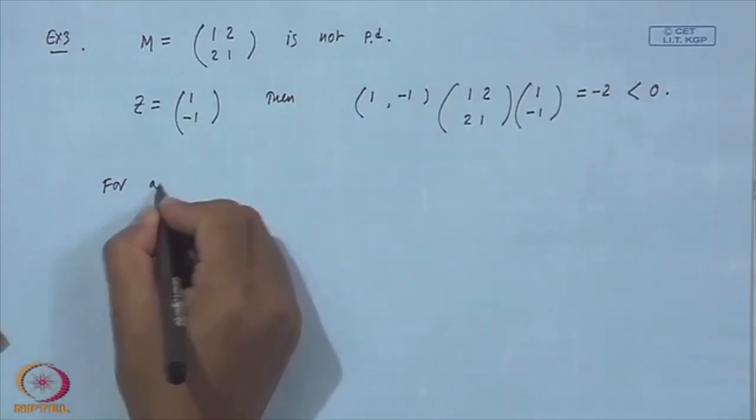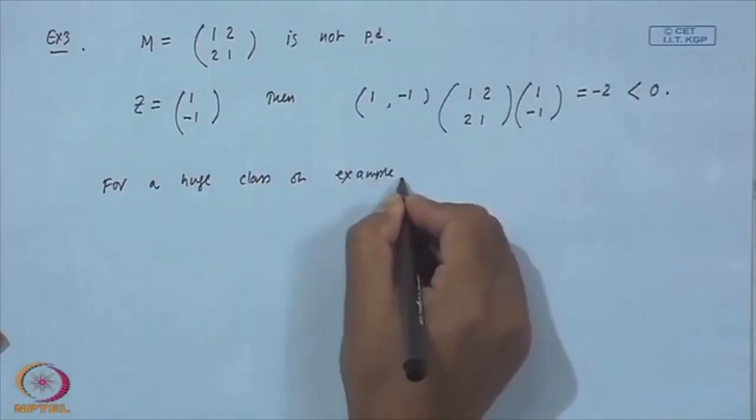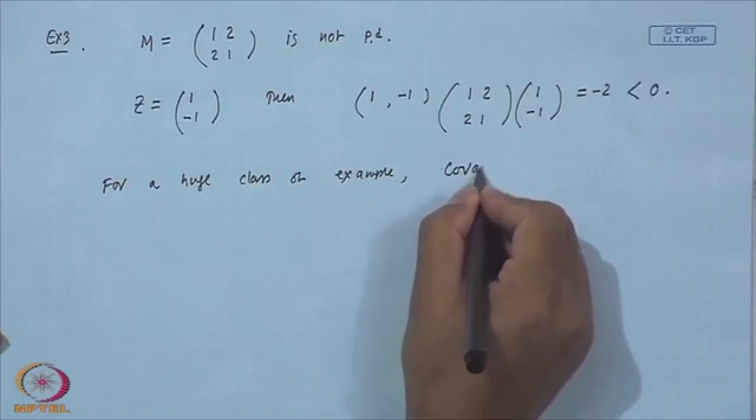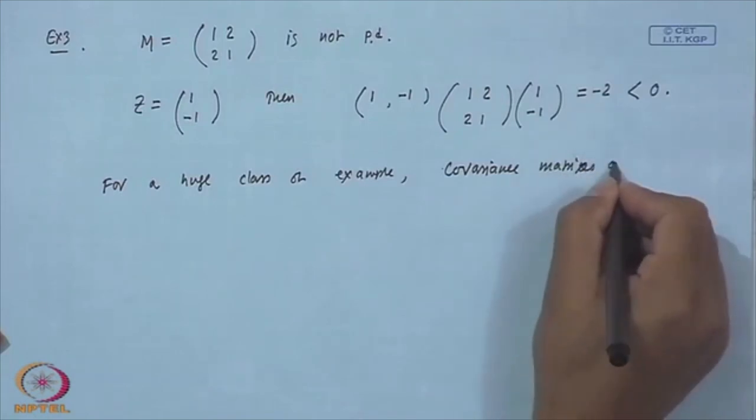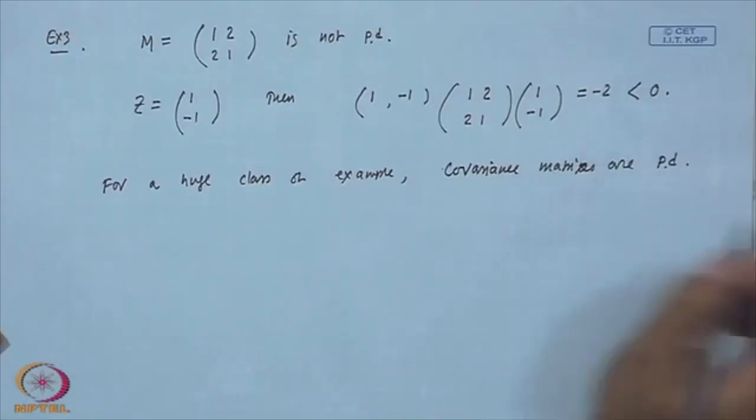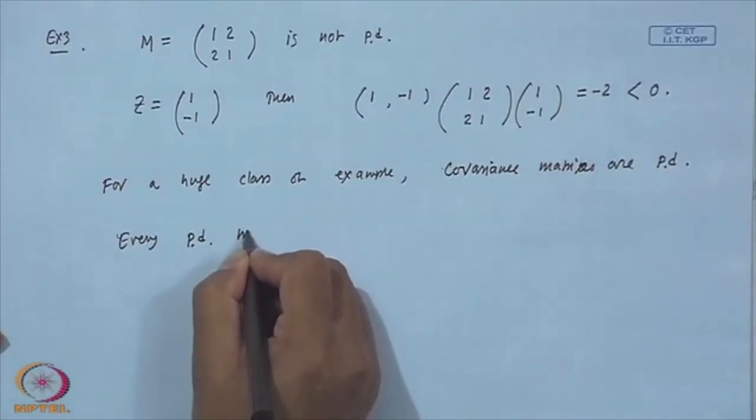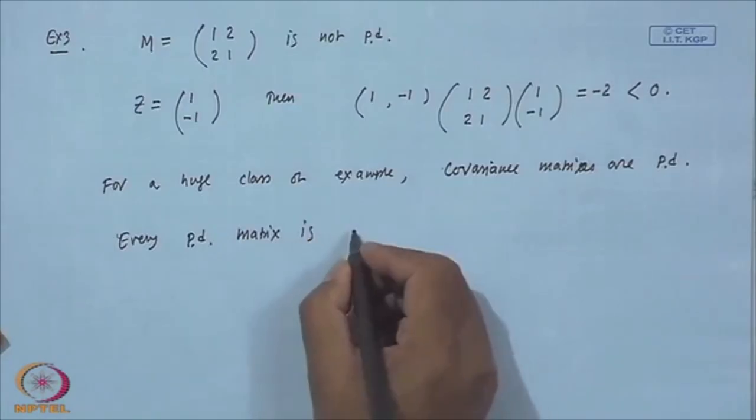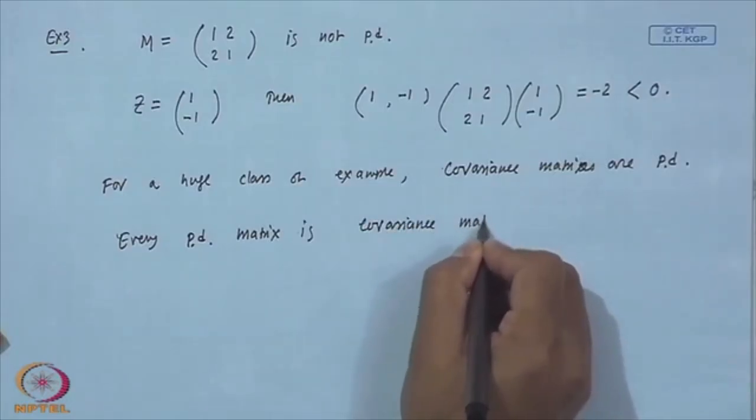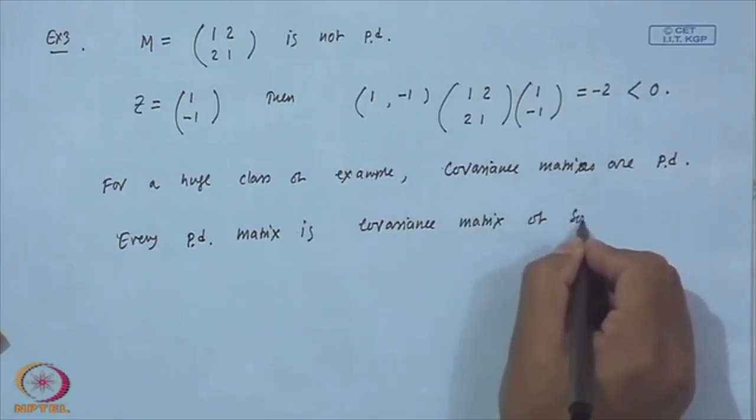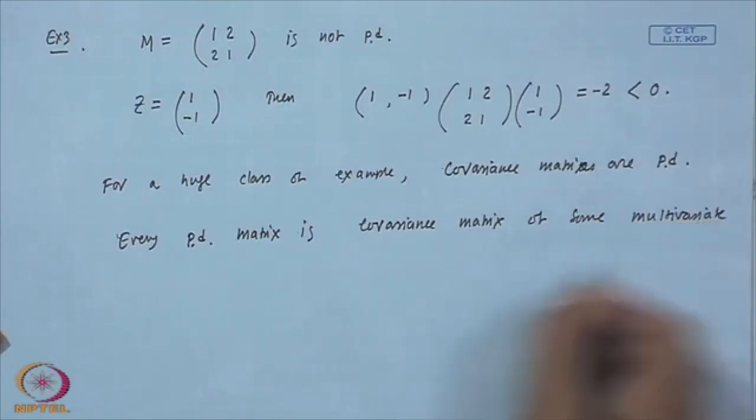For a huge class of examples, covariance matrices are positive definite. In fact, every positive definite matrix is a covariance matrix of some multivariate probability distribution.